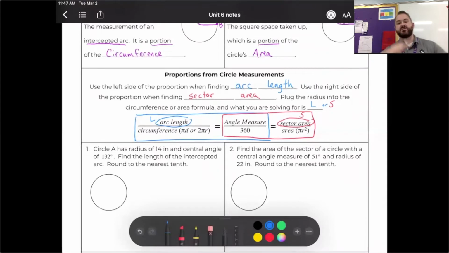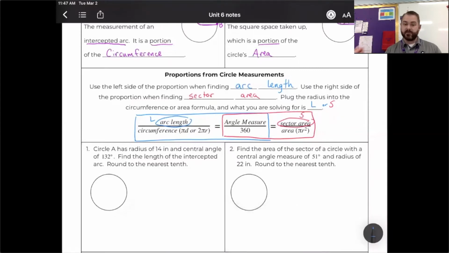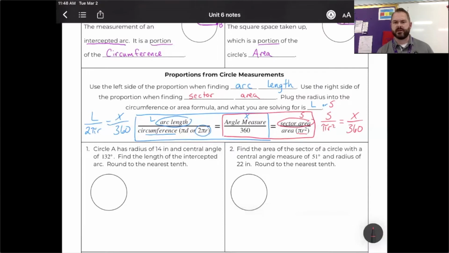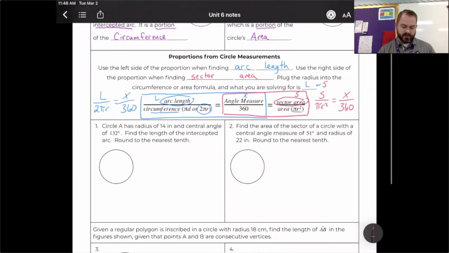That actually creates two separate proportions we can use. I'll write them separately for you. It might make a little more sense. When finding arc length, the proportion you're going to use is L over 2 pi r, because I'm using radius most of the time. L over 2 pi r must equal the angle measure, which we're going to call x, out of 360. When doing sector area, we're going to use S over the area formula, pi r squared, equals x out of 360. This x out of 360 tells you what portion of the circle we're using.